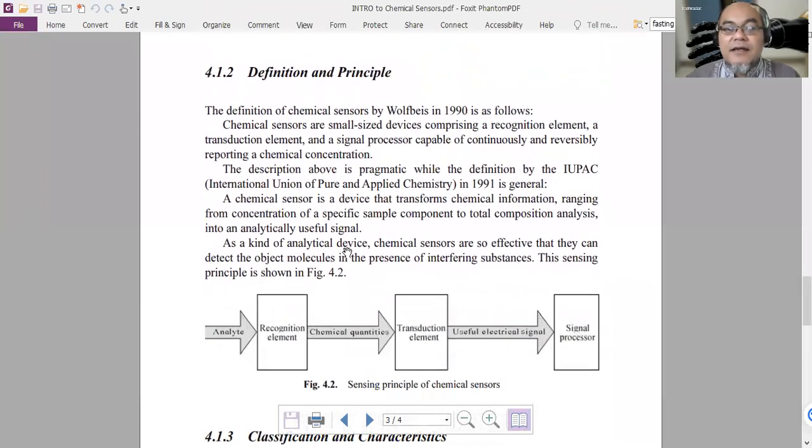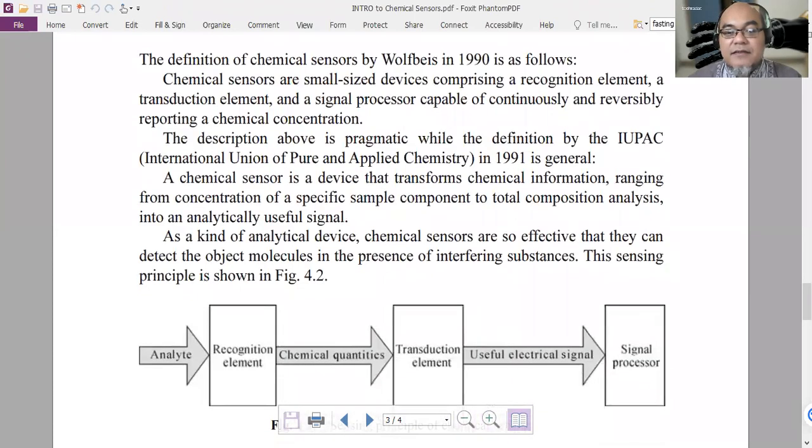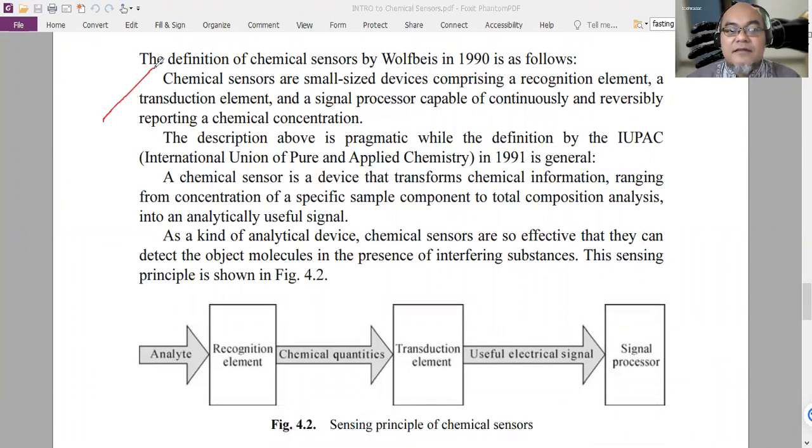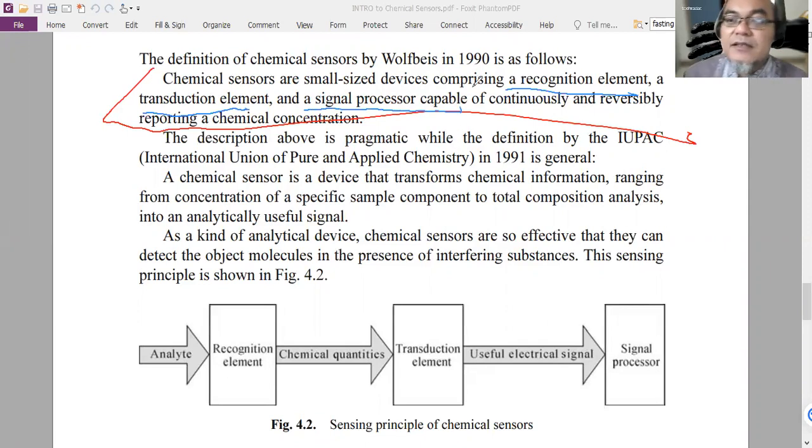Okay, let's see here some definitions of chemical sensors, defined previously by some experts. This is the general description: chemical sensors are small size devices comprising a recognition element, a transduction element, and a signal processor. So three different elements within a single sensor.